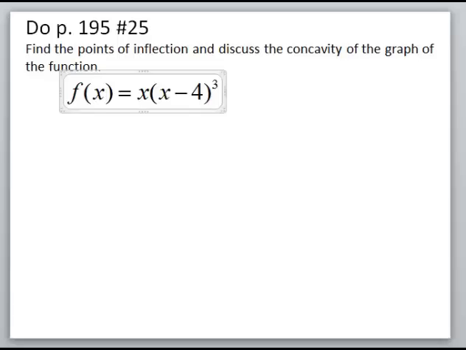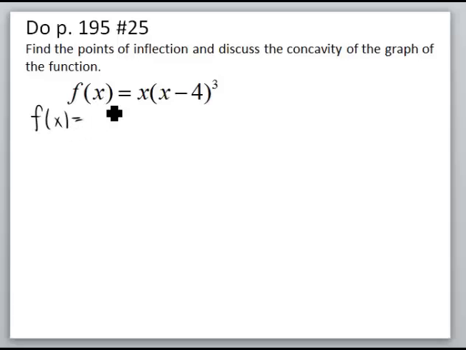Okay, on this problem, what we're going to be doing is we're going to find the points of inflection and we're going to discuss the concavity of the function again. This time we're going to find the points of inflection as well. I think this one is much easier to take the derivative rather than doing product rule.